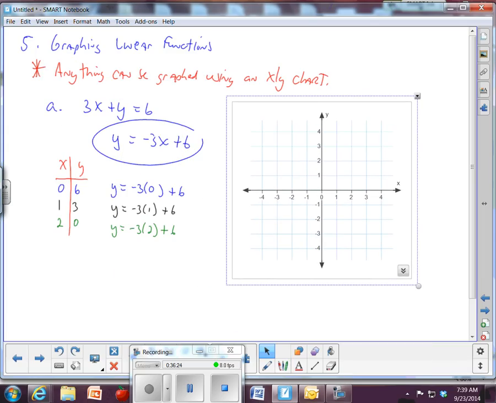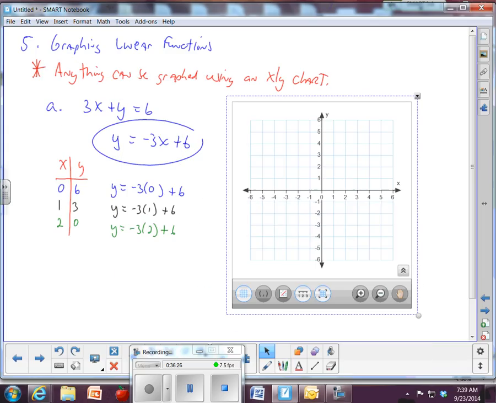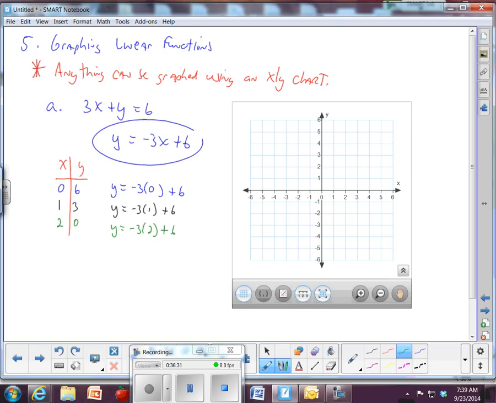So I need a Cartesian plane. All right, got my Cartesian plane. All I do is plot the points. So I go 0, 6, plot that point. And I go 1, 3, and plot that point. And you always want to do 3 points because here's the reality. Any 2 points will give you a straight line. But if all 3 line up, you should be confident that you are correct in graphing your line.